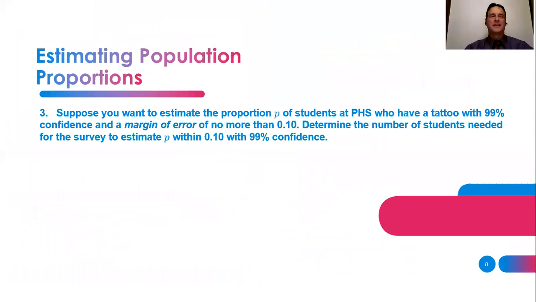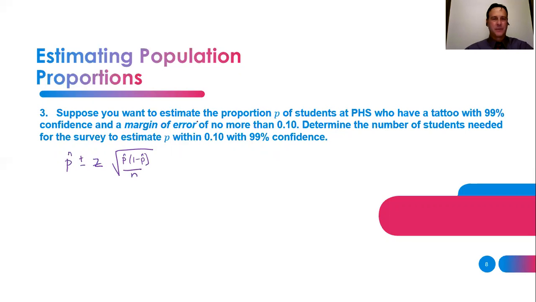All right. Here's the last thing. It says, suppose you want to estimate the proportion of students at Perry High School who have a tattoo with 99% confidence, and a margin of error of no more than 10% or 0.10. Determine the number of students that you need for the survey to estimate P within 0.10 with 99% confidence. So let's think again about the formula, and let's think about what error is.